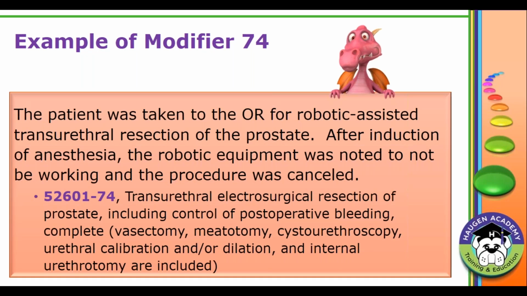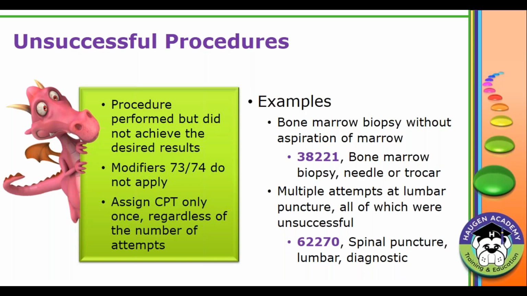An example of Modifier 74, patient was taken to the OR for robotic-assisted transurethral resection of the prostate, and after induction of anesthesia, the equipment was noted to be malfunctioning, and so they canceled the procedure. Well, since the patient got anesthesia, we code the intended procedure and put a Modifier 74. And you can see that documentation from the physician is going to be important here too, because we need to know what the intended procedure was if we're going to assign a CPT code. And again, for Modifier 74, you'll get 100% payment for that TURP.